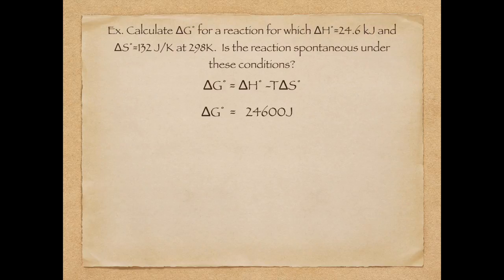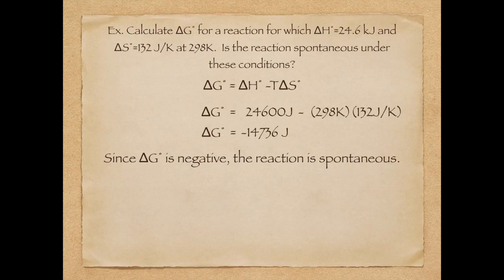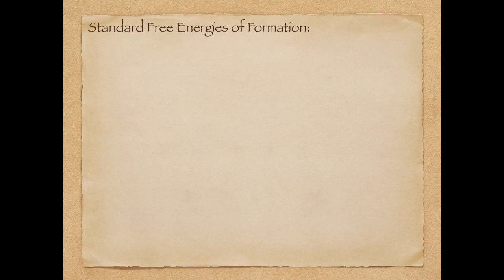So I end up with 24,600 joules minus my temperature, which is 298, times my entropy change, which is 132 joules per Kelvin. And so when I do that, the answer I get from my standard Gibbs free energy change is negative 14,736 joules. Well, since my Gibbs free energy is negative, that means that my reaction is spontaneous. Okay, so that's all there is to it. That equation allows you to relate enthalpy and entropy in order to determine if a reaction is spontaneous or not.